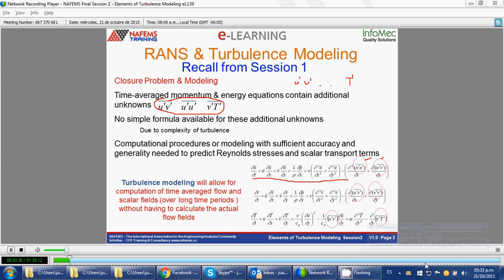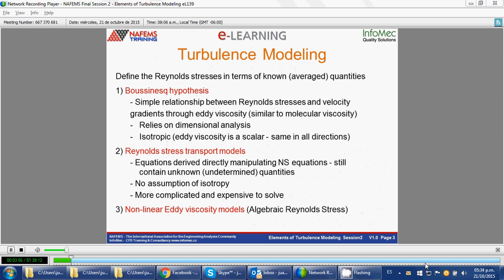So what we want to do is come up with some sort of technique to get the general effect of turbulence without spending an extreme amount of time and resources. So now we're going to talk about turbulence modeling.